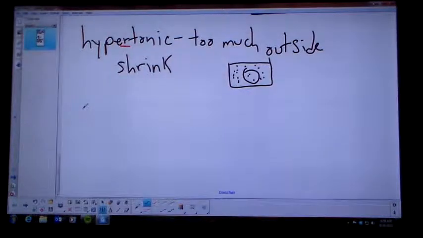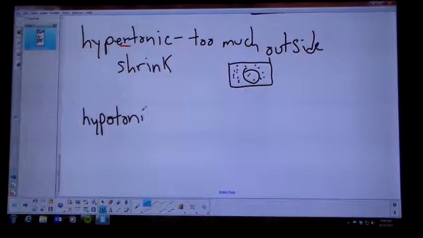The other one is hypotonic. Hypotonic has an O in it, which helps us remember that it swells up. Oh, it gets big. Okay, so it has too much where? Inside. Very good. Too much inside.